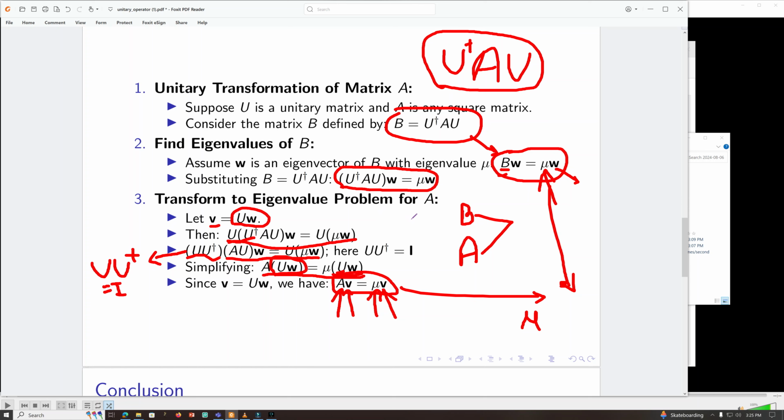In summary, we have demonstrated that the eigenvalues of a matrix A remain unchanged under a unitary transformation. This proof highlights the power of unitary operations in preserving important properties of matrices, which is fundamental in both linear algebra and quantum mechanics.